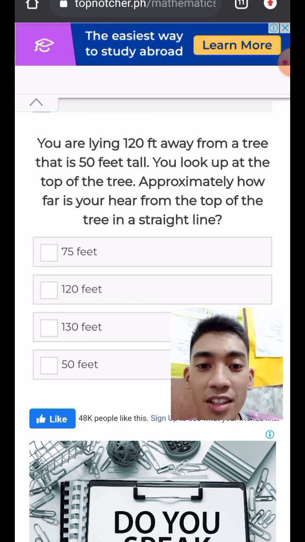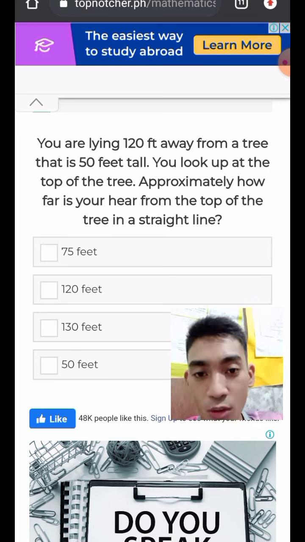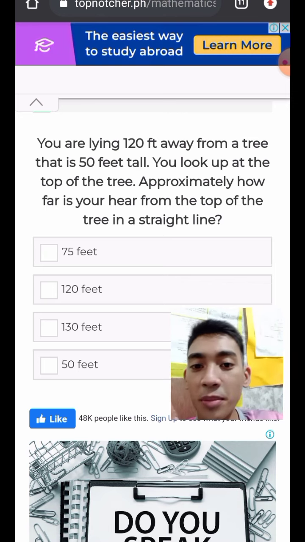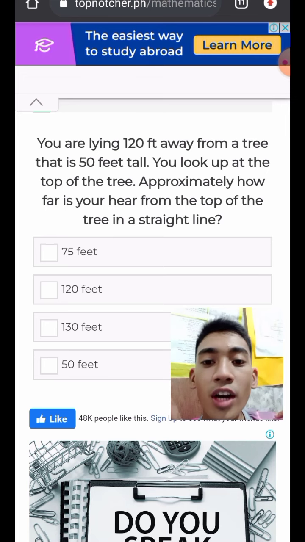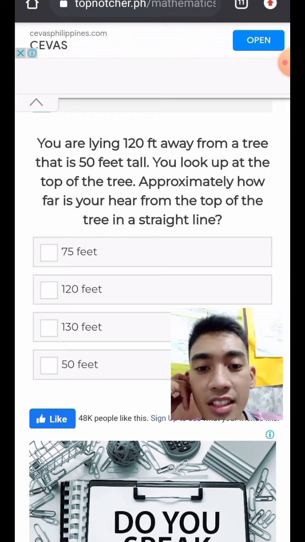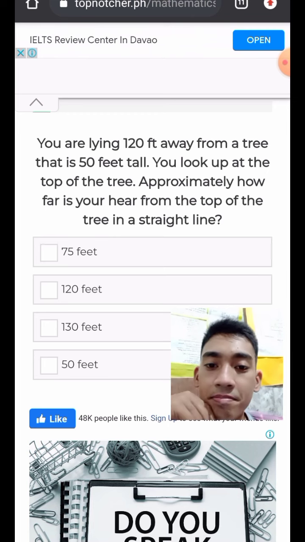You are lying 120 feet away from a tree that is 50 feet tall. The tree has a height of 50 feet and you are 120 feet away from it. You look up to the top of the tree. Approximately how far is your hair from the top of the tree in a straight line?